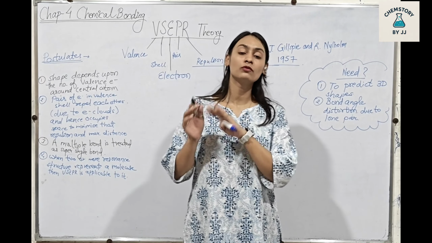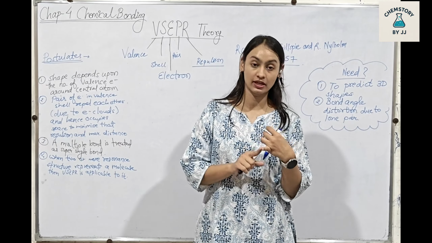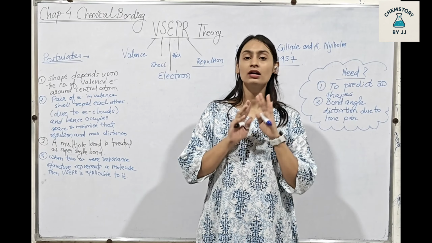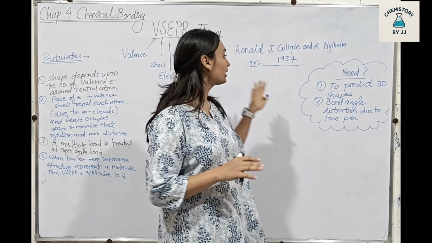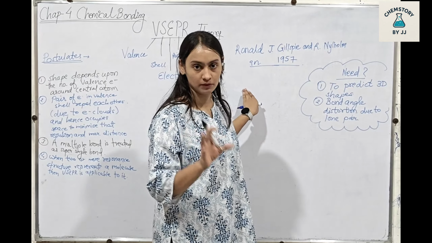Up till then, तब तक हमको पता नहीं था कि वाटर मॉलिक्यूल क्या थे या फिर अमोनिया NH3 इसका क्या शेप है, हमको शेप नहीं पता उस टाइम. So this theory helped us to determine the shape of the compound, right?